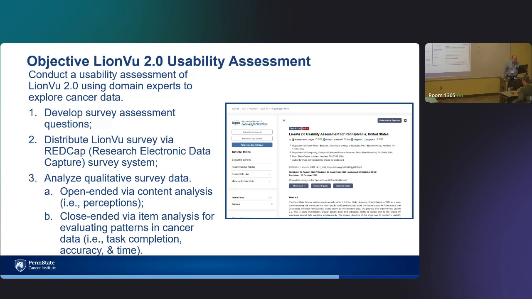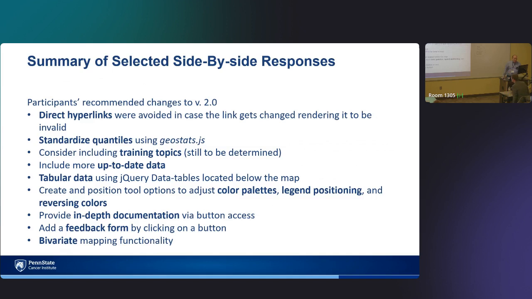It was done through REDCap, where I analyzed quantitative survey data, open access content analysis, and closed-ended item analysis for evaluating patterns in cancer data, like task completeness, accuracy, and time. And here are some of the recommendations I got. Direct hyperlinks were avoided in case the link gets changed, rendering it invalid.